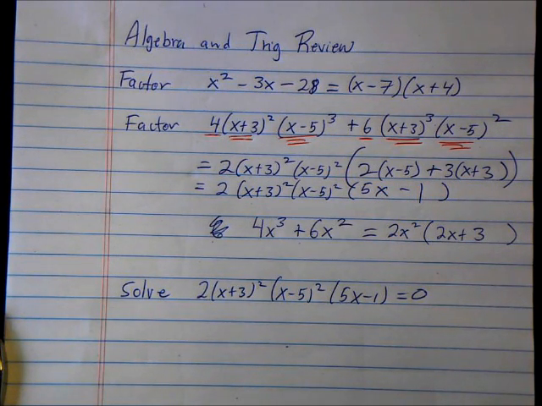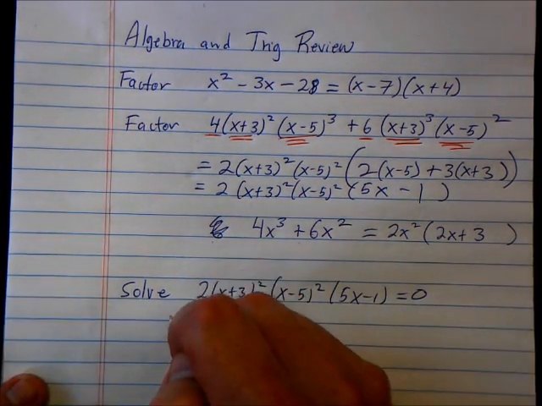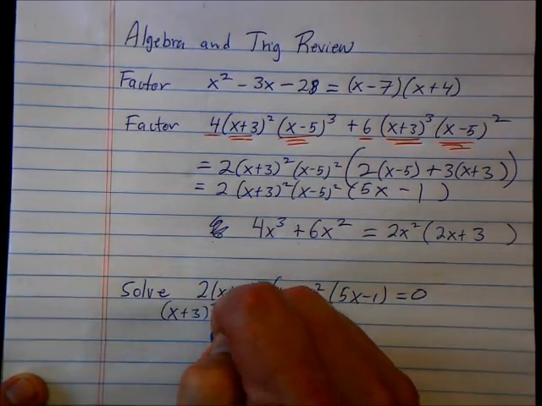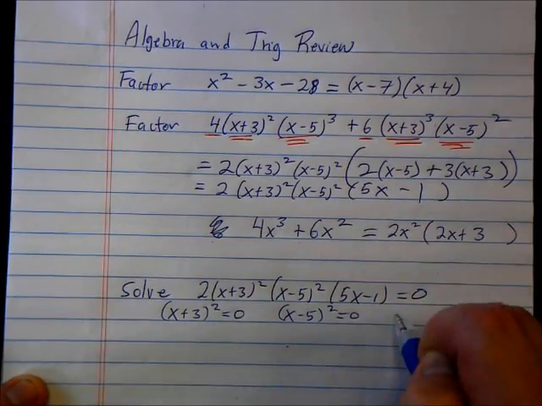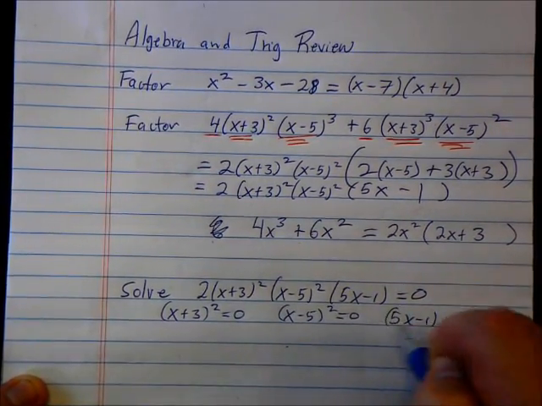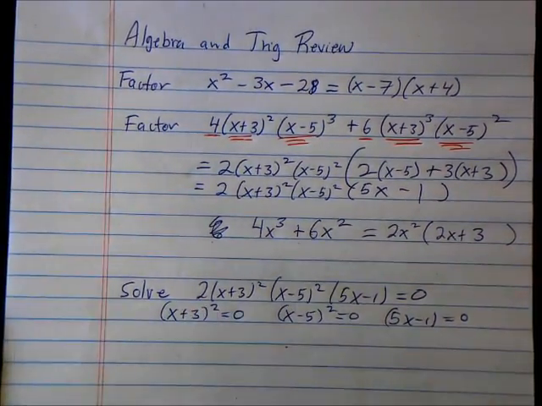Get x by itself. You want to get x by itself, and what do you do with each of the factors? Set each factor individually equal to 0. So we would take x plus 3 squared equals 0, x minus 5 squared equals 0, 5x minus 1 equals 0. What's the answer for the first one?